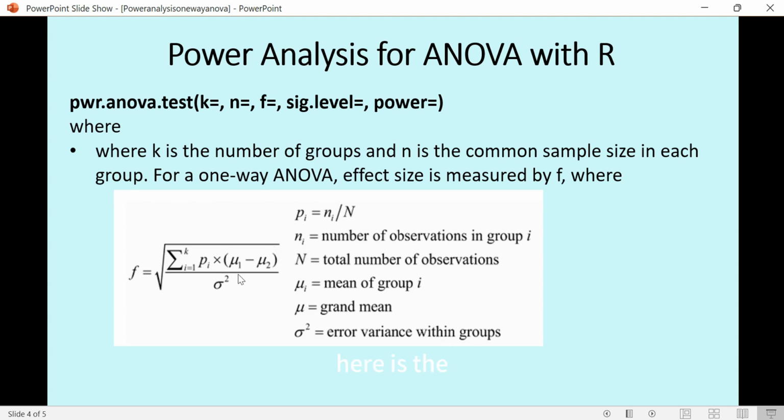Here it is the group's mean value minus the grand mean value, multiplied by the proportion of this group's sample size. Then sigma, divided by the within-group variance, and we assume the variance is the same for each group. Then the significance level, for example 0.05, and the power, for example 0.8, 0.9.